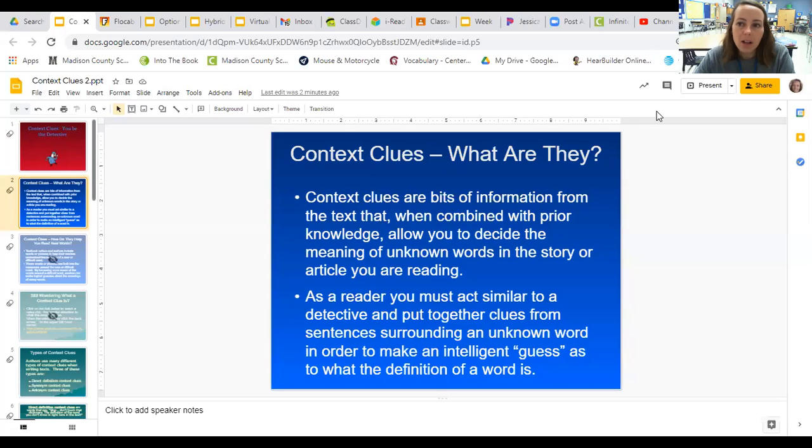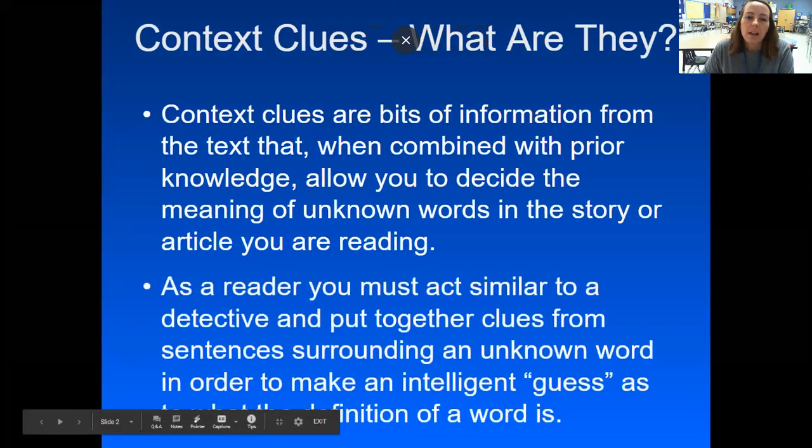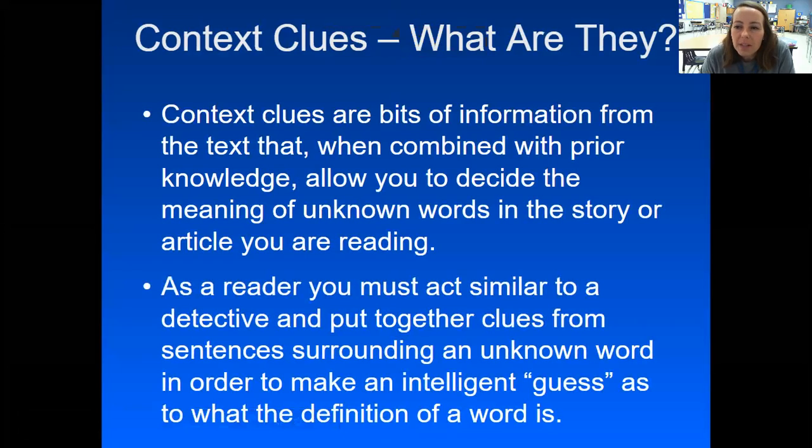So we're going to start today just by going through some slides to help us figure out what context clues are and how we use them. So context clues, what are they? Context clues are bits of information from the text that, when combined with your prior knowledge, or we call that our schema, allow you to decide the meaning of unknown words in the story or article that you're reading.